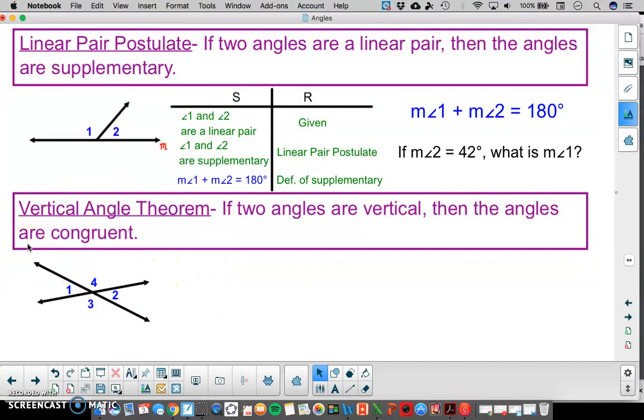Next is the vertical angle theorem. If two angles are vertical, then the angles are congruent. So here we can see angles 1 and 2 and 3 and 4 are our sets of vertical angles. So we know angle 1 would be congruent to angle 2, and angle 3 is congruent to angle 4. So if the measure of angle 4 is 142 degrees, what would be the measure of angle 3? Go ahead and extend that a little bit and go ahead and find angle 1 and angle 2's measure.